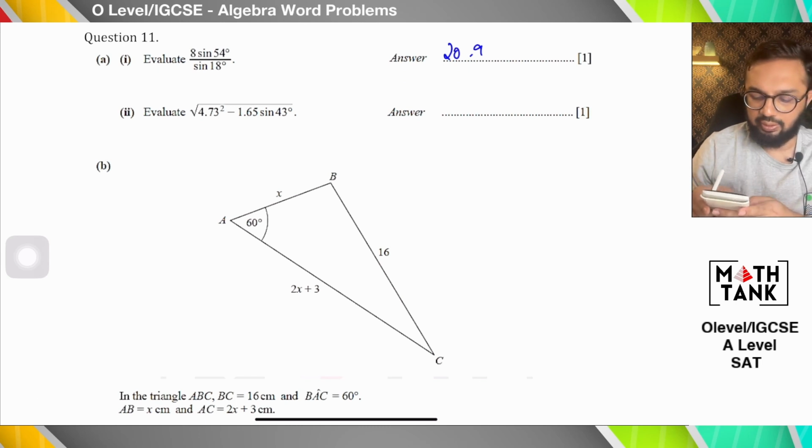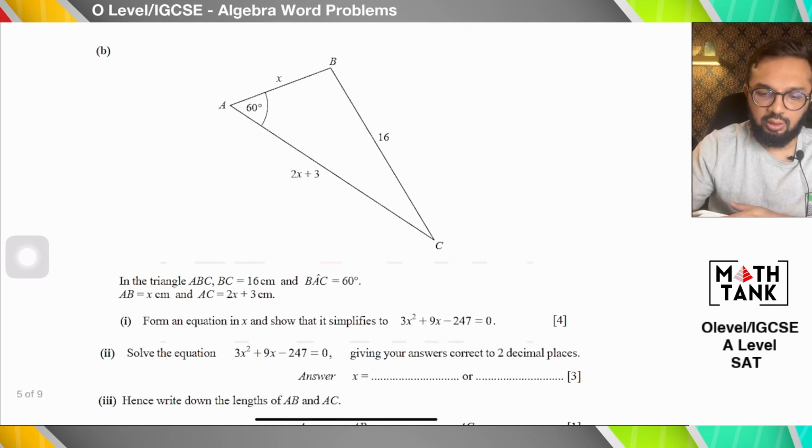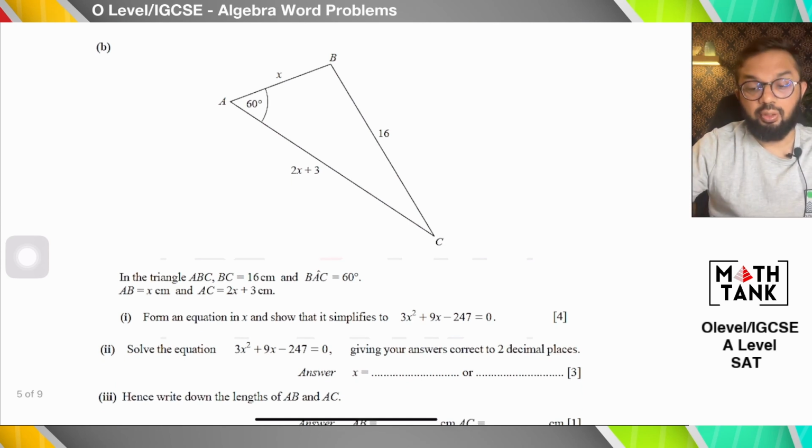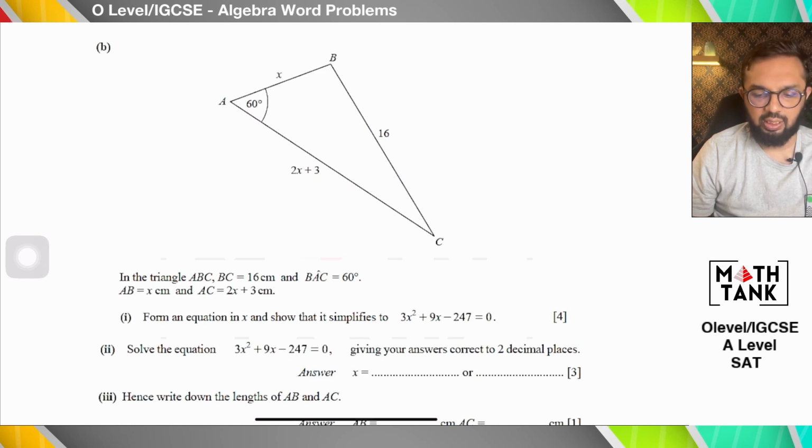Then I want you to evaluate this expression. I think that's also simple to evaluate. Sine 43, that's 4.61. Okay, then this question is more about trigonometry than mensuration. Let's try to do that because I see some bit of trigonometry being involved. It says in the triangle this, form an equation in x and show that it simplifies to 3x squared plus 9x minus 247.